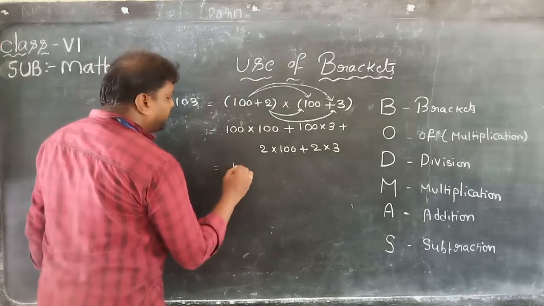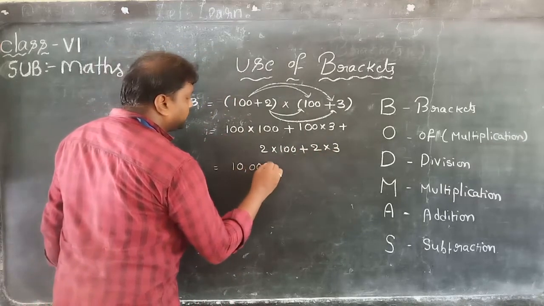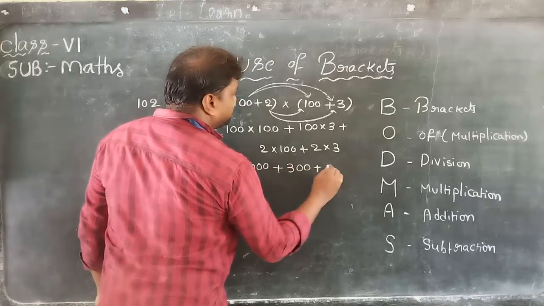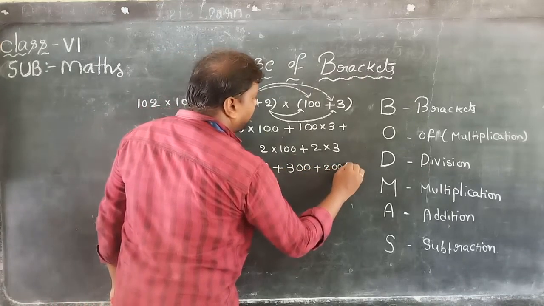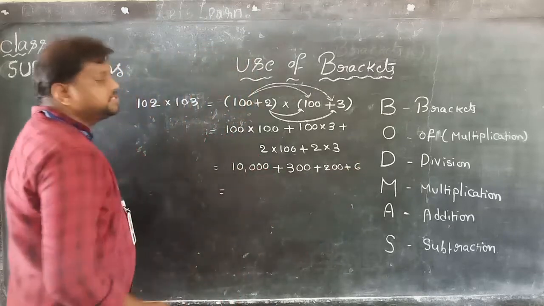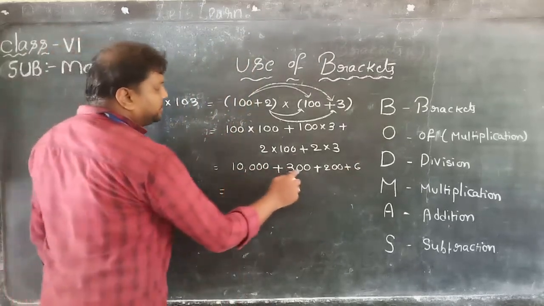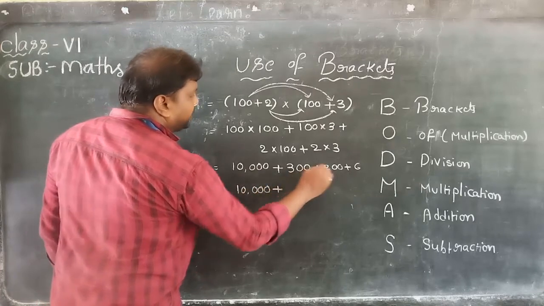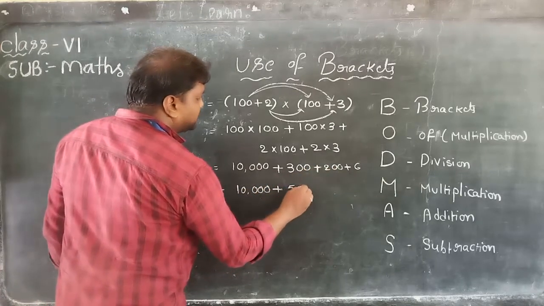Then 100 into 100 is 10,000, plus 100 into 3 is 300, plus 2 into 100 is 200, plus 6. See, 10,000, 300 plus 200 is 500, and 6, so 506.